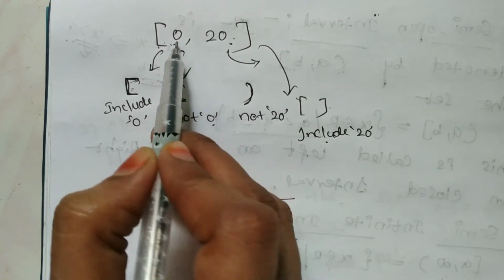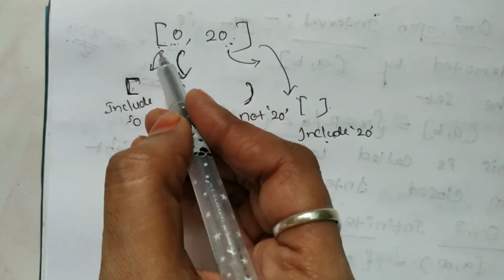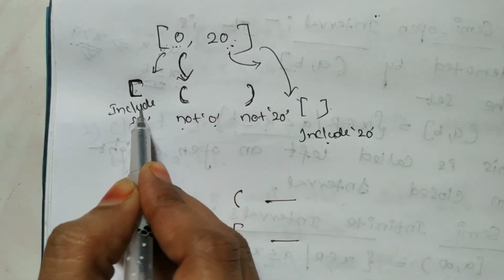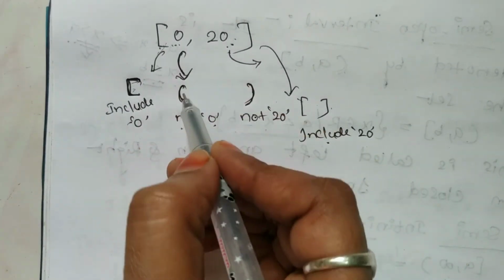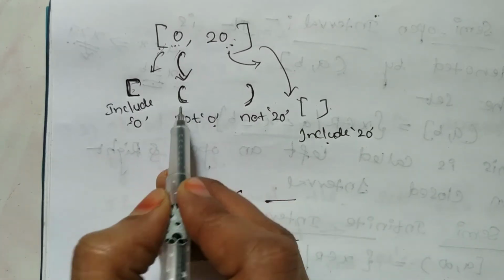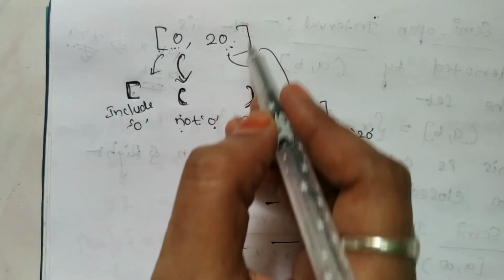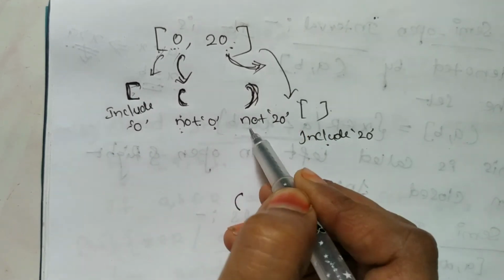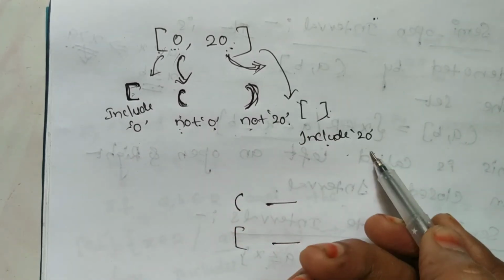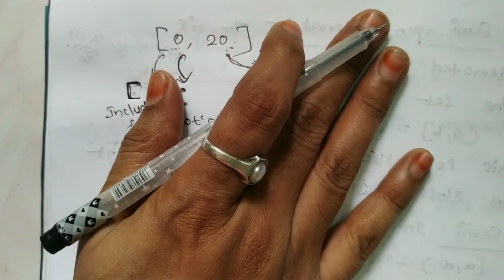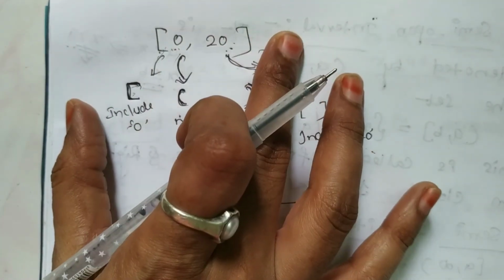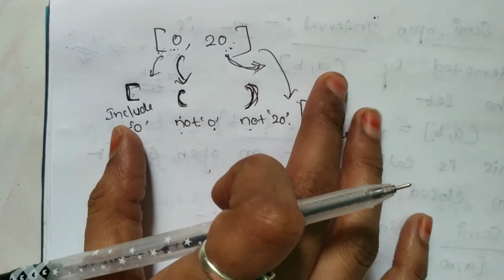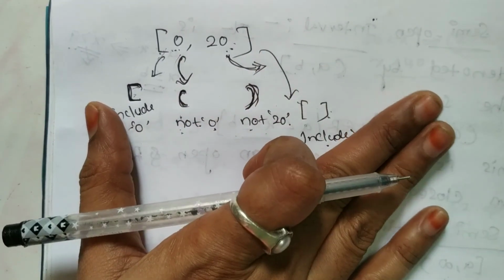So finally, in conclusion for intervals, here I am taking 0 comma 20. The closed interval includes the value 0 and the open interval does not include 0. Same with 20: the open interval, parenthesis, does not include it, and the closed interval includes it. So finally, closed intervals include the endpoint values, and open intervals do not include endpoints.